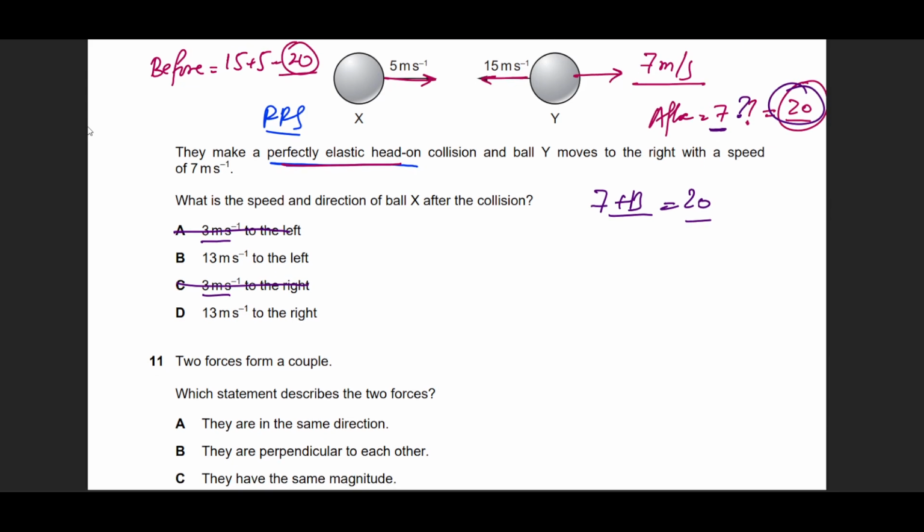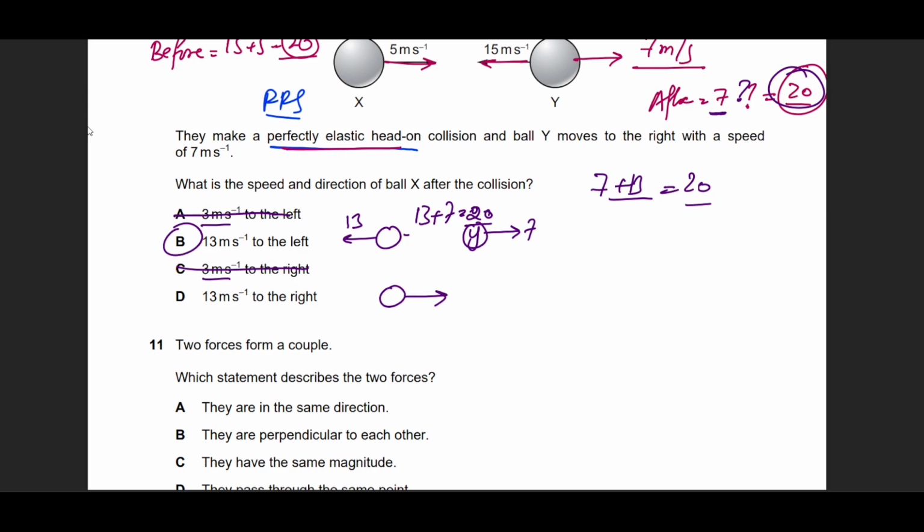Let's try both options. So Y is moving towards the right side, and X is moving towards the left side with 13. Yes, they're moving in the opposite direction. I will add them together, and yes, this is my answer, becoming 20. But let's, for the interest of science, try option D. So it says option D, towards the right side. Option D, the sphere Y is also moved to the right side.